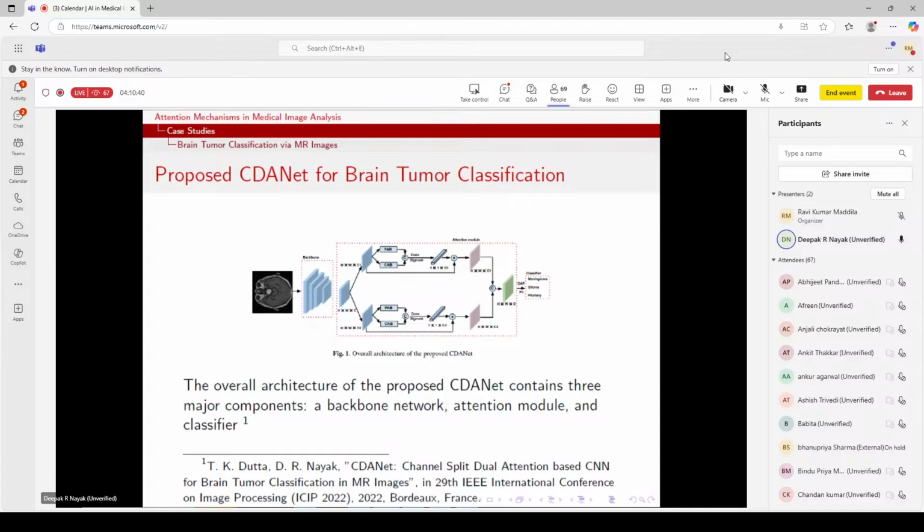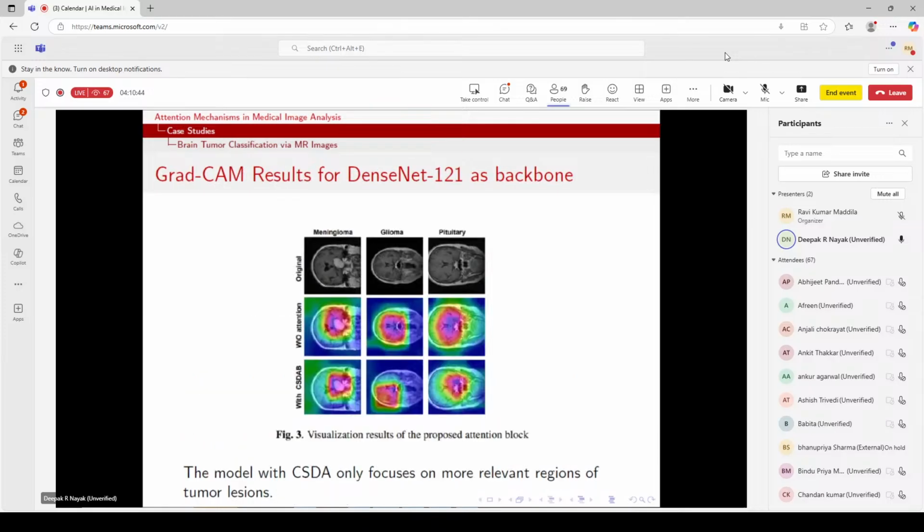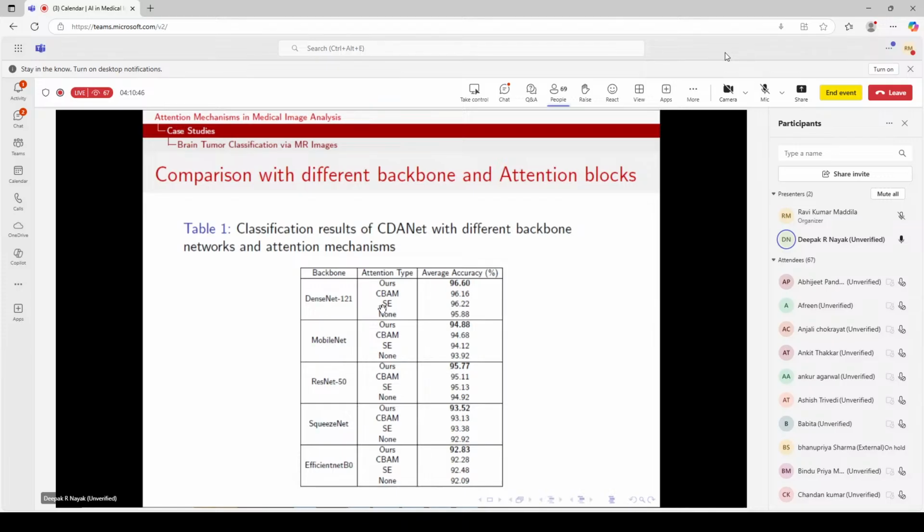And of course, the way we designed this kind of attention is a bit different from the traditional ways, and we have also compared it with traditional approaches like squeeze and excitation and CBAM, which I have already mentioned. If you go through the results here, with all the possible very popular backbones, you can see DenseNet, MobileNet, ResNet, SqueezeNet, and EfficientNet. Every time we are achieving consistently improved results by incorporating our proposed attention compared to the other attention mechanisms, right?